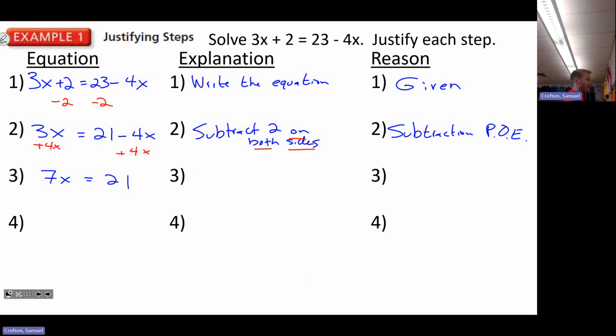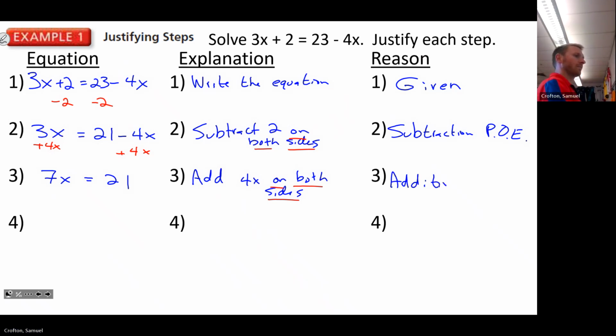So what I did was I added 4x on both sides. And again, the giveaway is "on both sides." That's a property of equality. And in this case, it's the addition property of equality, POE.